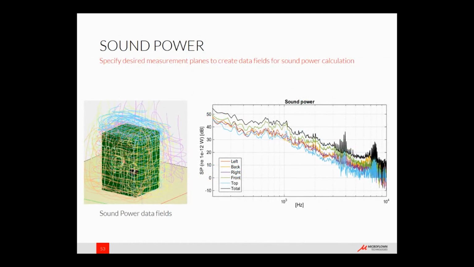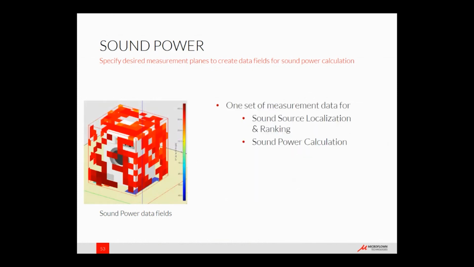Another nice feature is the sound power calculation, the total or also divided by area. As we mentioned, we have sound intensity data, and we have a 3D model with dimensions. So combining that, we can get the sound power. The nice thing is that with one set of measurement data, you can do both the sound power calculation and ranking, as well as the sound source localization and ranking.